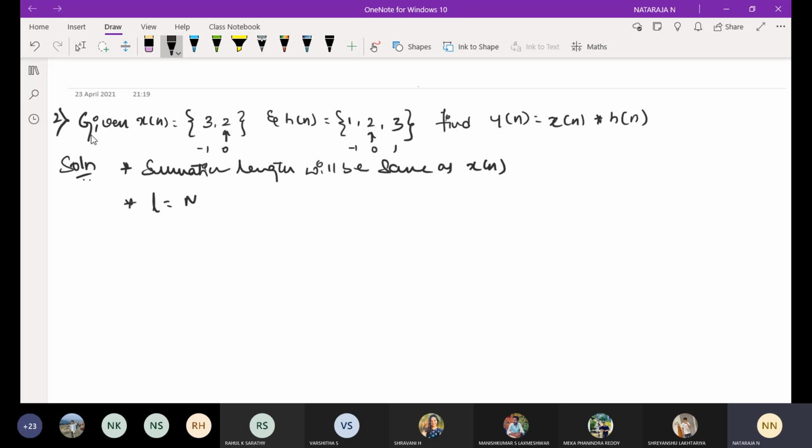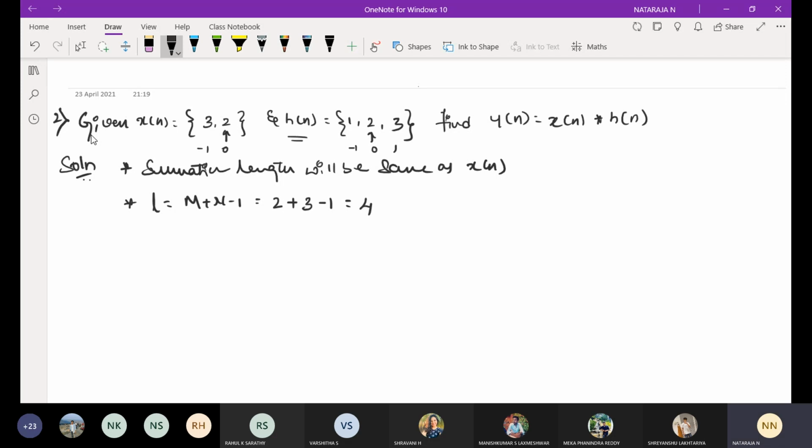Now we need to find L. What is the relation to find L? L is M plus N minus 1. What is M? The number of samples in x of n, which is 2, plus the number of samples in h of n, which is 3, minus 1. You will get 4. L will be 4.